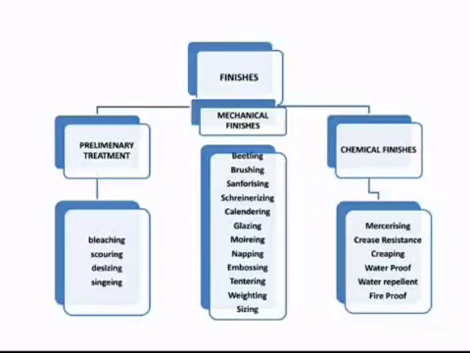Mechanical finishes are beetling, brushing and shearing, sanforizing, calendering, crimping, glazing, moiring, napping, embossing, tentering, wetting, sizing and drilling. Some examples of chemical finishes are moisturizing, grease resistance, crimping, waterproof, water repellent and fireproof.